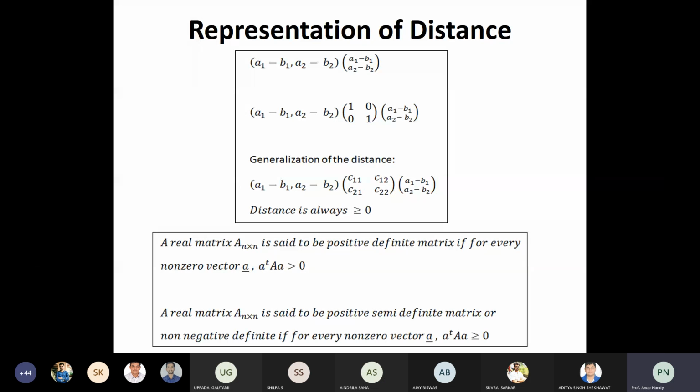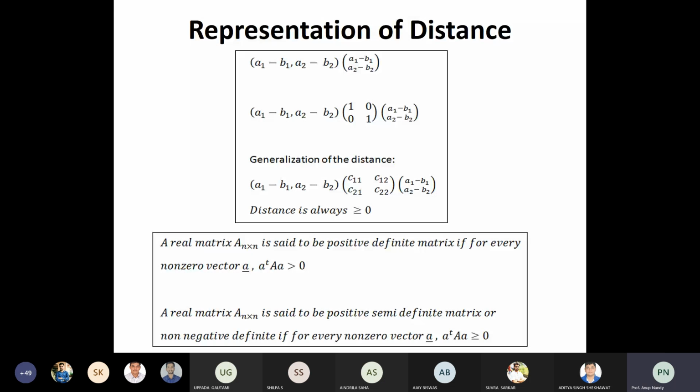So now this 1 0 0 1 can be represented by the weight matrix. As I already told, if you have this weighted equilibrium distance, then in the summation of (xi minus yi) you can write wi, which is a weight, into (xi minus yi) whole square, that we have already seen. So now this matrix is called a positive definite matrix, if for every non-zero vector a, we have already seen the concept of the non-zero vector. A real matrix A, n by n, so it is a square matrix, is said to be positive definite if for every non-zero vector a, a transpose A a is greater than 0. If all the elements are 0, then it is called a zero vector. If at least one of the elements is not 0, then it is called a non-zero vector. That we have already seen.